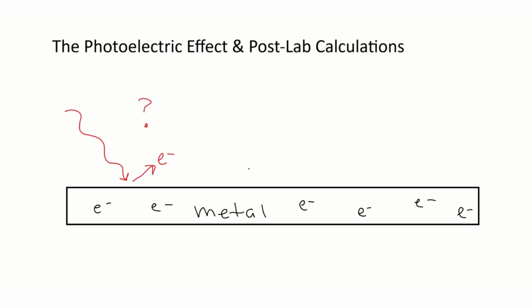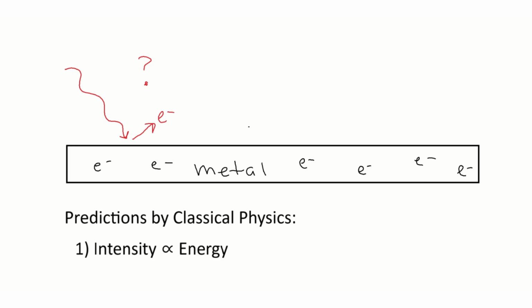Their understanding of physics at the time made two predictions. They thought that the intensity of light was proportional to the energy of the light. And that was reasonable because a brighter or more intense light carries more total energy. So given enough time and intensity, any light, even low-frequency red light, should eventually be able to eject electrons out of a piece of metal.